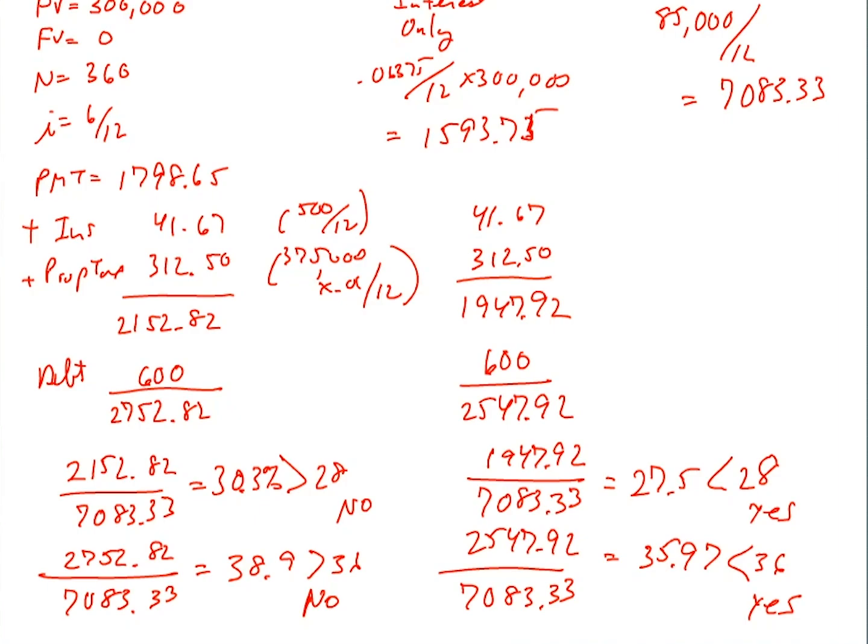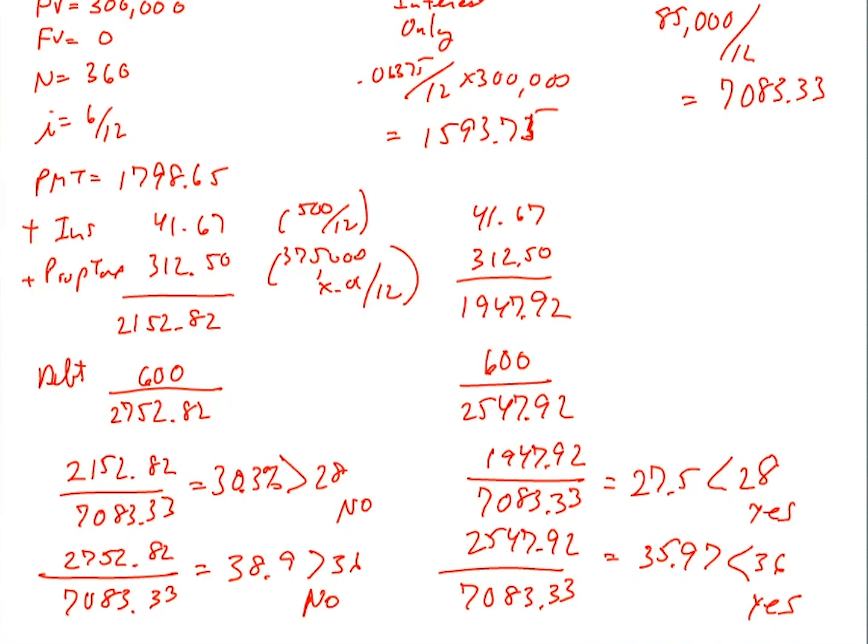So our first calculation for the fixed value would be, can they cover their PPI, their payment, property tax, and insurance. So that's the $2,152 divided by the $7,083, which is 30%, which is greater than 28%. So we'd say, no, they don't qualify because we want 28%. What about with their covering their debt obligations? So now we take the $2,752, and we divide that by the $7,083. We see that's up to almost 39%, which is higher than our 36 for qualifying. So no, we wouldn't qualify for this.